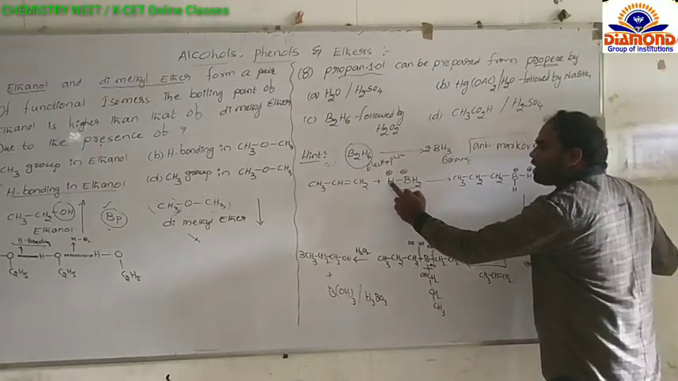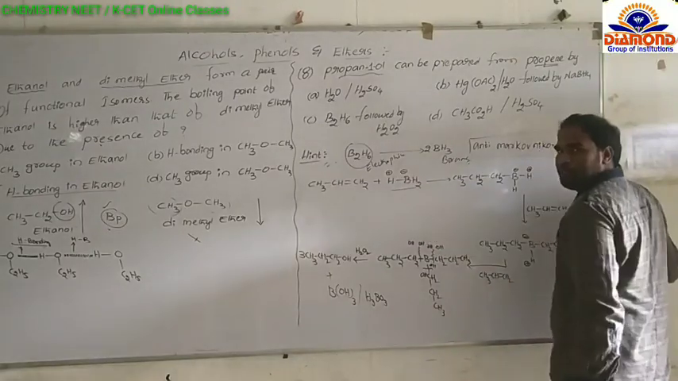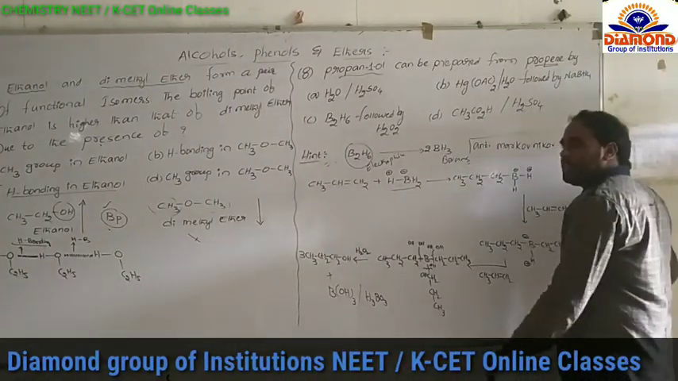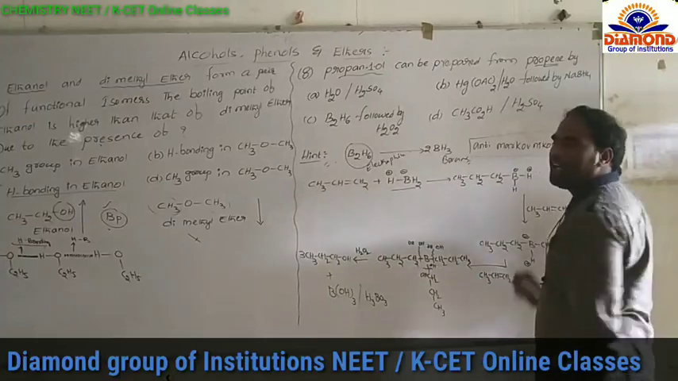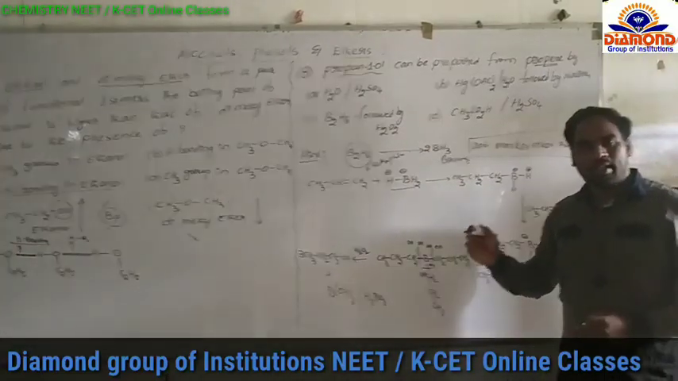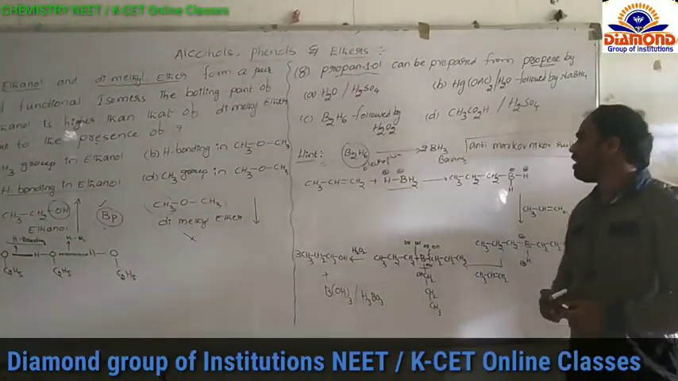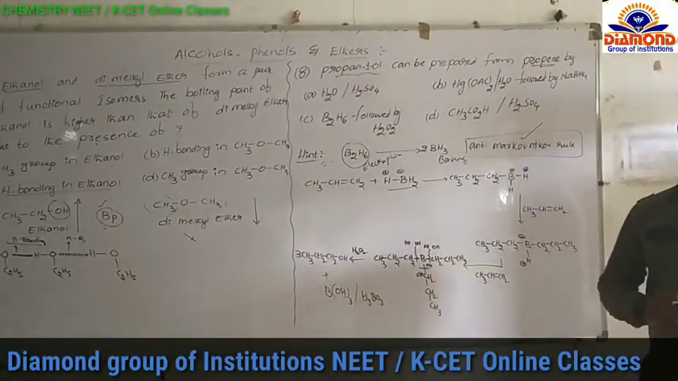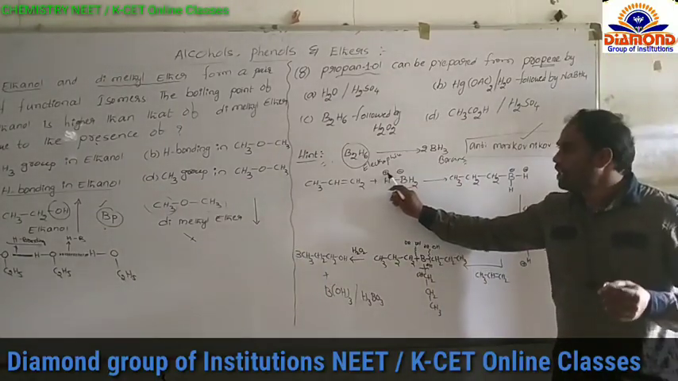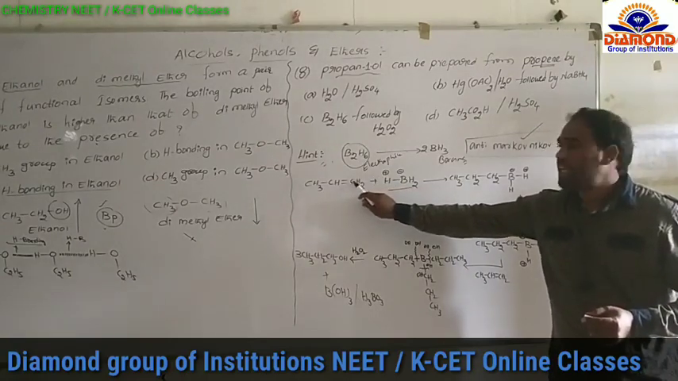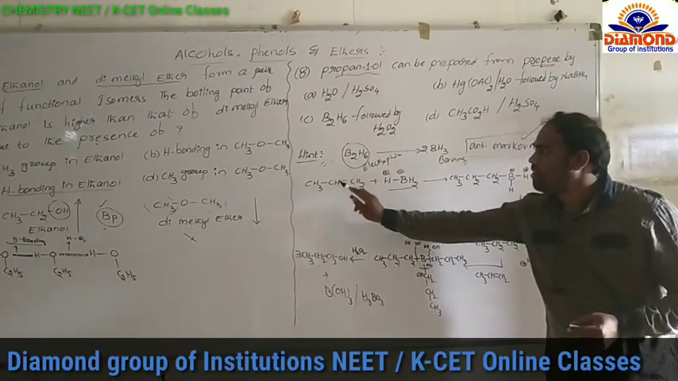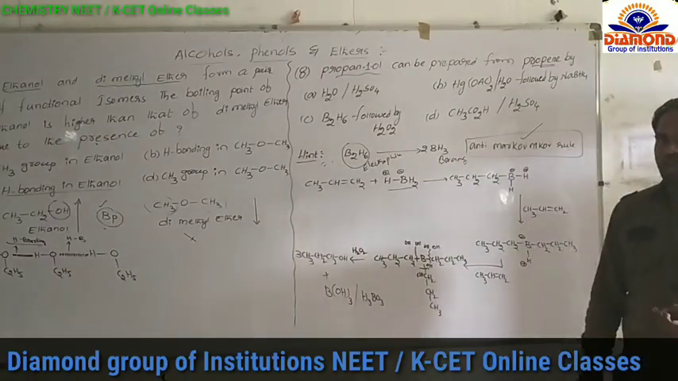Here it forms H plus and BH2 minus. Here propene contains a double bond, therefore addition takes place. But it follows the anti-Markovnikov rule because of the peroxide effect. What is the anti-Markovnikov rule, student? Anti-Markovnikov rule is H plus addition to the double bond carbon containing less number of hydrogen. That is called the anti-Markovnikov rule.